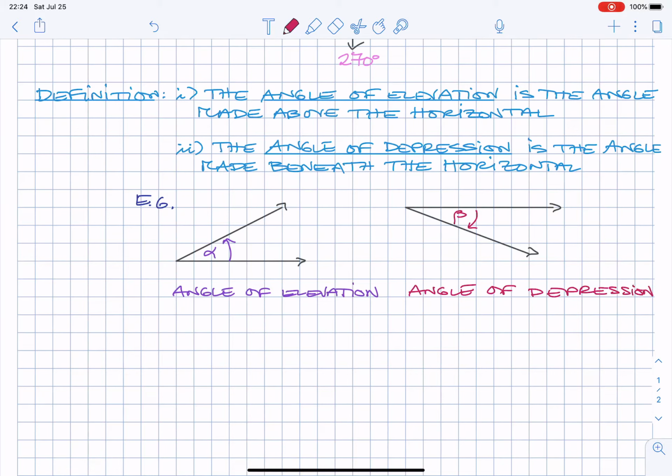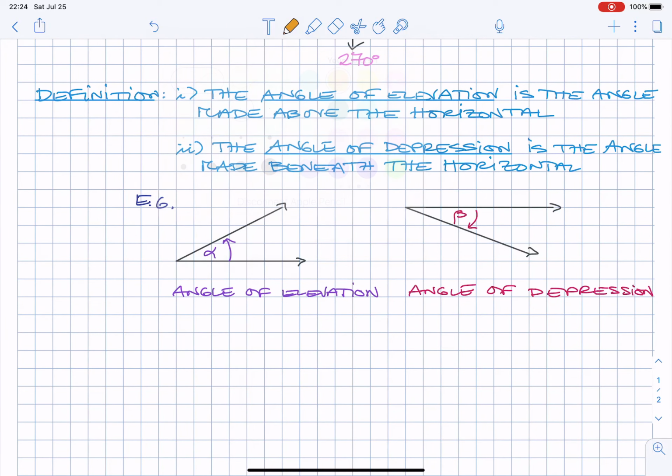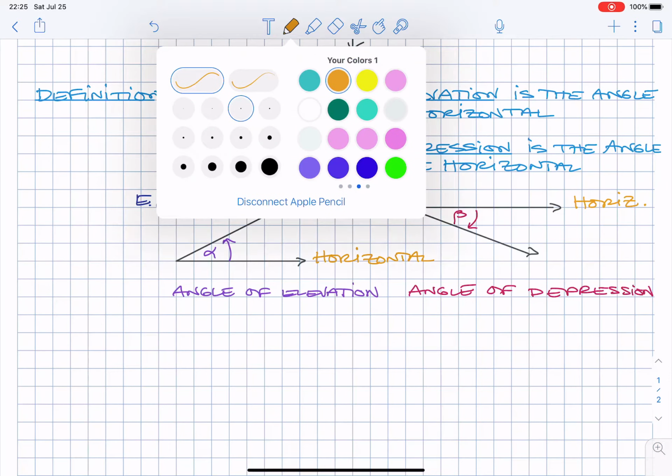So this is with respect to the horizon, right? So if we think of the horizon, so horizontal, this is our horizontal. Okay, so angle of elevation, we're going upwards from the horizontal, and depression, we're going downwards from the horizontal.